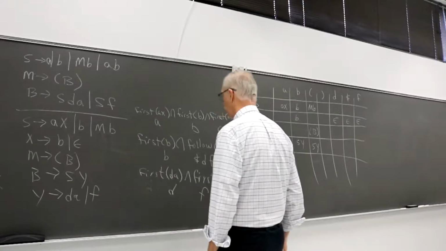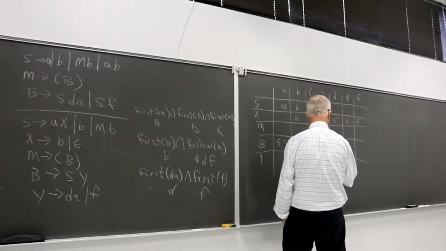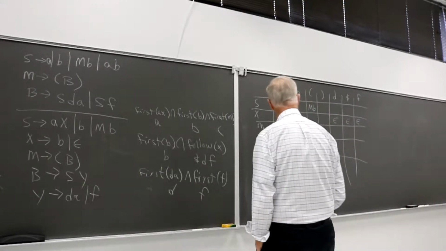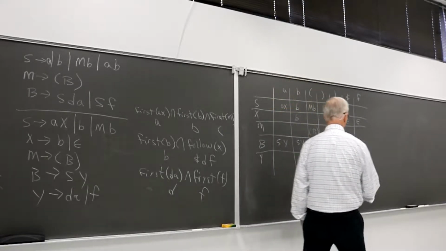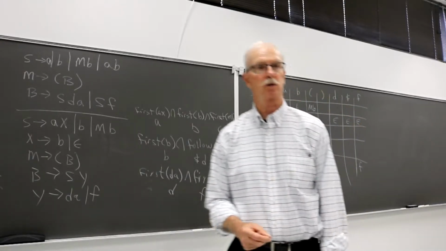Y goes to DA on the first of D, and Y goes to F on the first of F. So I built my table that guides my parser.